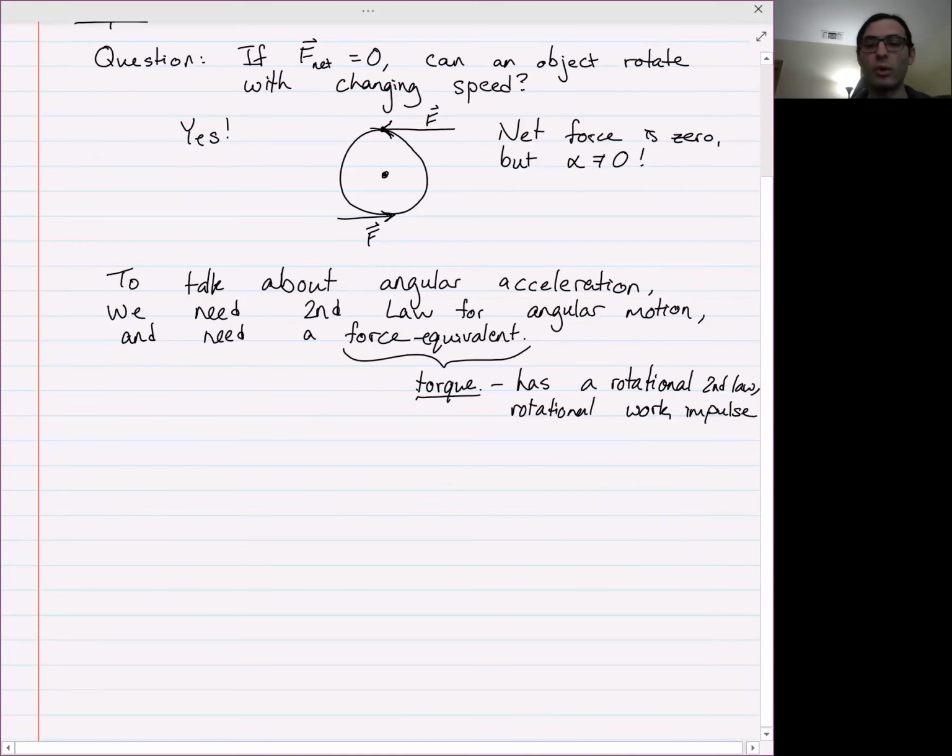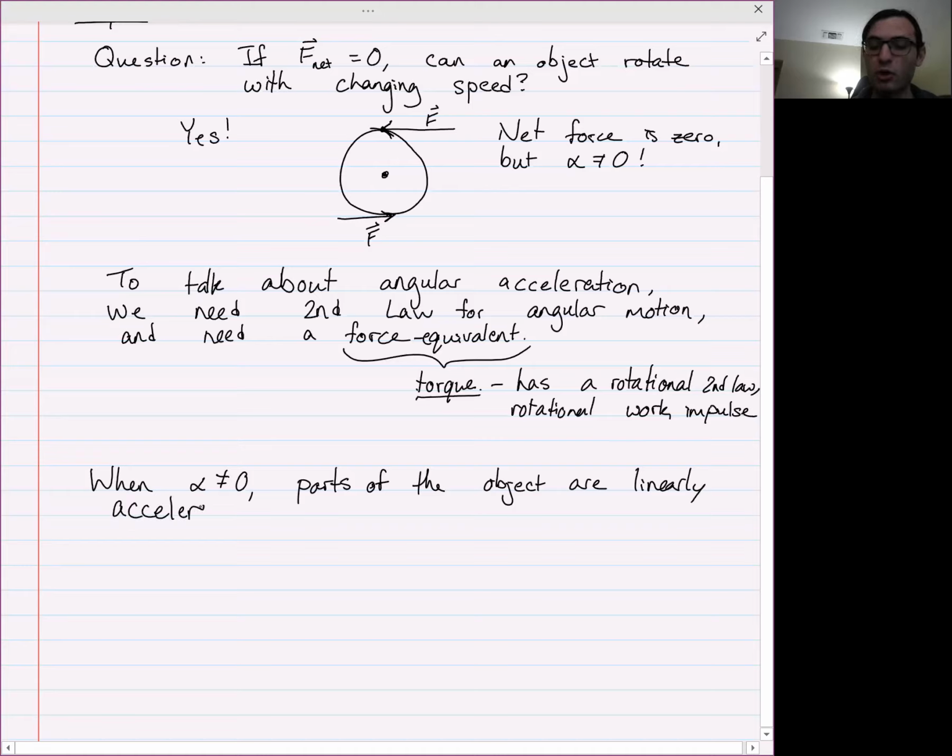So we're going to try to understand how this thing that we're going to name torque works. So when an object's rotation accelerates, i.e. when alpha is not zero, parts of the object are linearly accelerating. That's an important thing to recognize. Just because it's rotation doesn't mean each part of the object is rotating. Each part of the object might be actually moving translationally. And so the fact that this is the case implies that regular force should play a role in torque. Like they're not completely separate things.